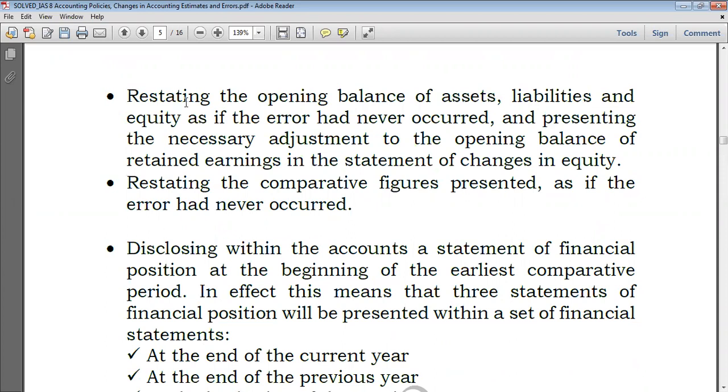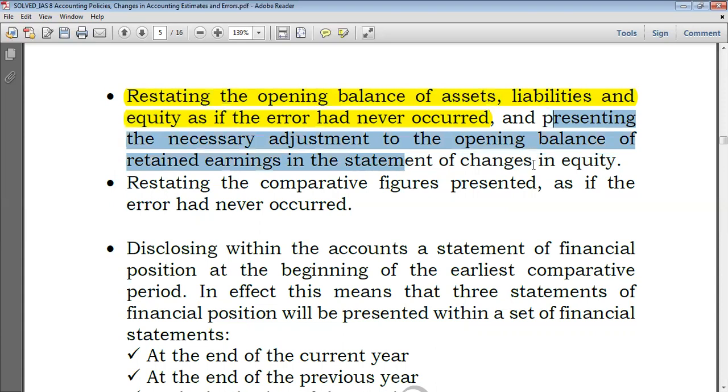So first of all, we restate the opening balance of assets. You know, this is an error, so even assets find that they are wrong. So you restate opening balance of assets, liabilities, as well as equity as if the error had never occurred. This is just obvious. But in an exam, you have to state it, and then presenting the necessary adjustment to the opening balance of retained earnings in the statement of changes in equity. Now, as for this opening balance of retained earnings, we spoke about it even under changes in accounting policies.